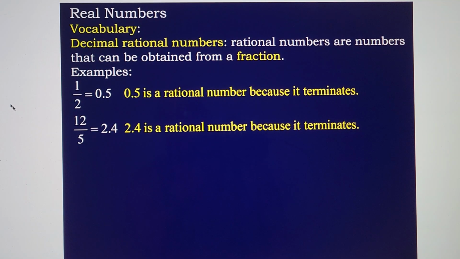Now look at these two examples. 1 over 2 is a rational number because it terminates. It doesn't go on forever. Look at the second example. 12 over 5 is 2.4. 2.4 is a rational number because it too terminates.